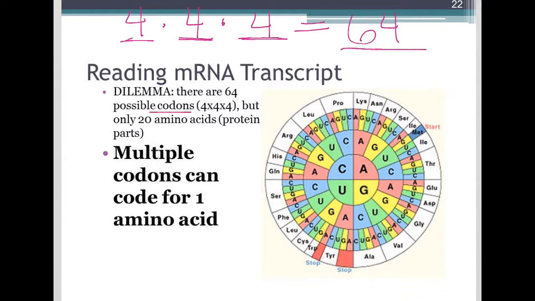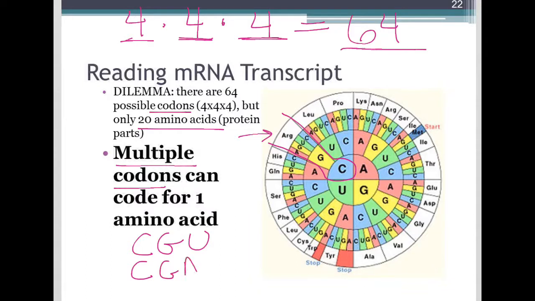Okay, so there are 64 possible codons, but only 24 amino acids. Okay, and so this means that actually multiple codons will code for a single amino acid. So for example here, there are actually 4 codons that will code for arginine right here. You can have CGU, CGA, CGG, or CGC. All of those code for arginine.